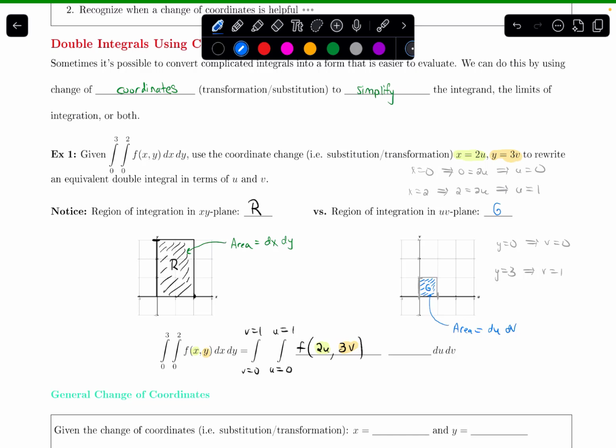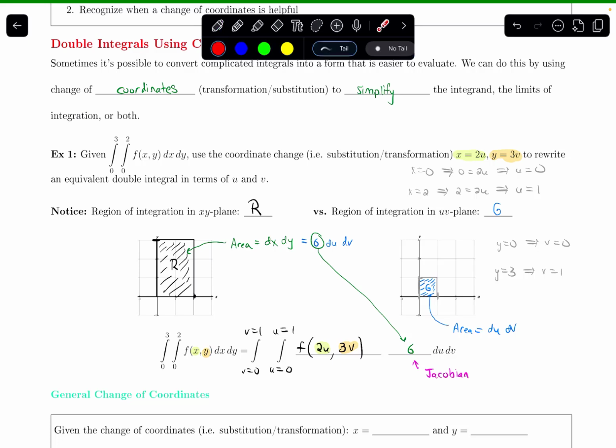And just comparing those two, the original area is 6, and this new area is 1. So this original area dx dy is 6 times du dv. So dx dy equals 6 times du dv, which means this factor, this 6, needs to go here. And that term 6 is what's called the Jacobian.